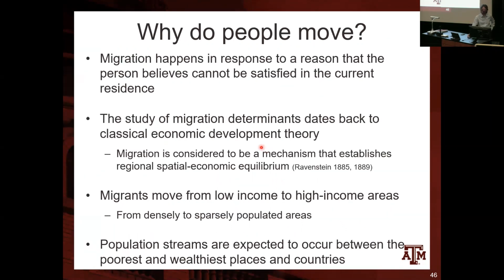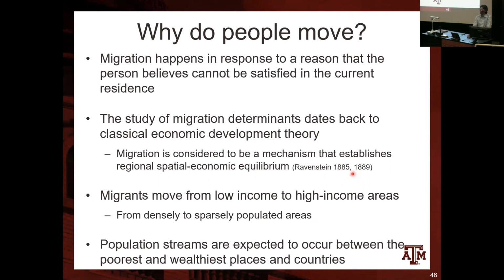So a major question is, why do people move? And that's what the theories of migration try to explain. We know that people are moving from different areas, and we want to know why they are moving. Migration happens in response to a reason that the person believes cannot be satisfied in the current area of residence. And the study of migration goes back to the classical economic development theory.